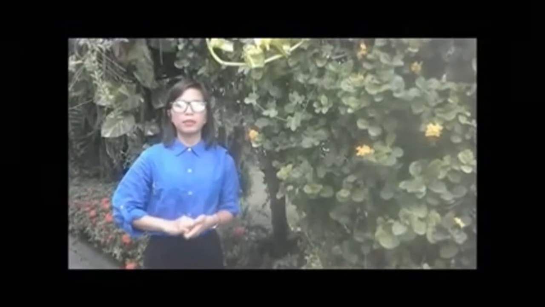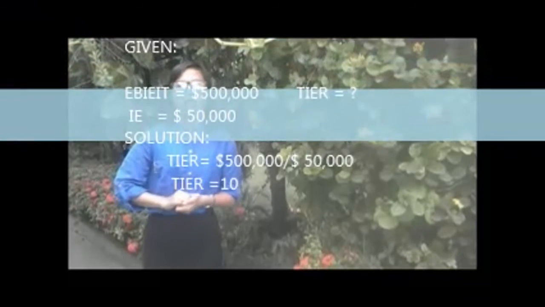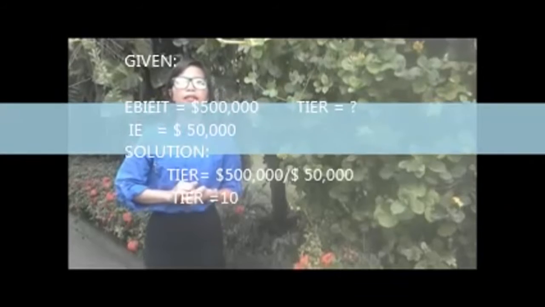Tim's times interest earned would be calculated like this: the formula of TIE, or time interest earned ratio, is equal to earnings before interest and income taxes, which is $500,000, over interest expense, which is $50,000. $500,000 divided by $50,000 is equal to 10. So, as you can see, Tim has a ratio of 10.